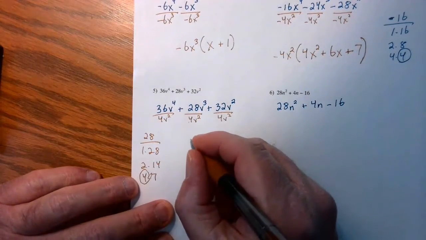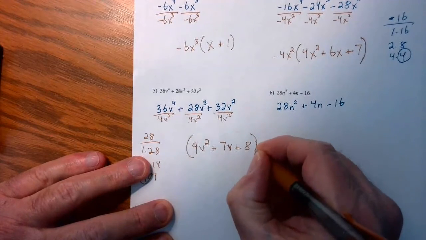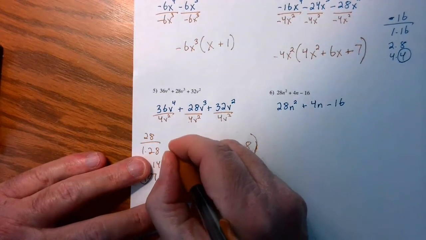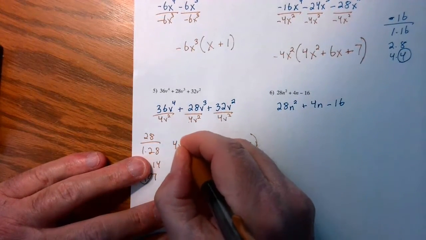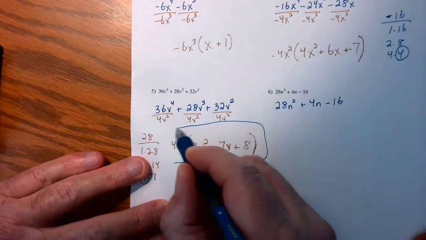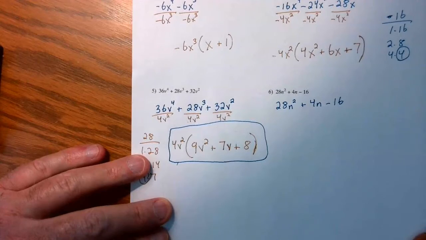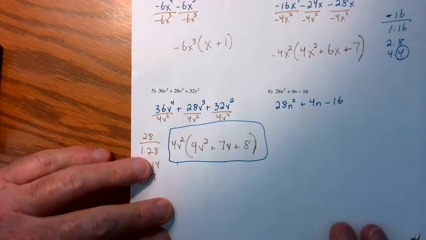All right, I forgot to put 4v squared. I'll circle this. This is our answer. Again, guys, I've given you the answers. You have the answer, so they're included in the worksheet.